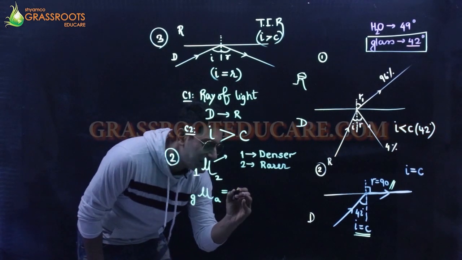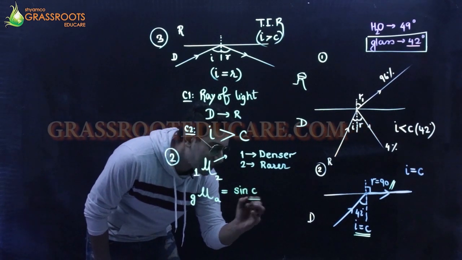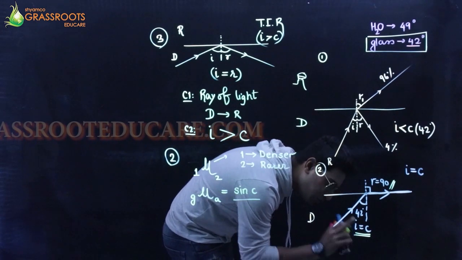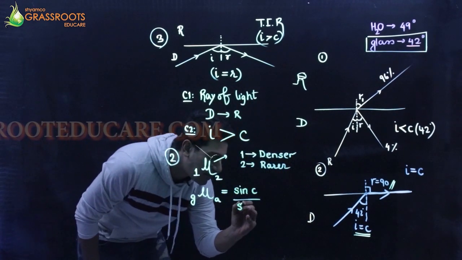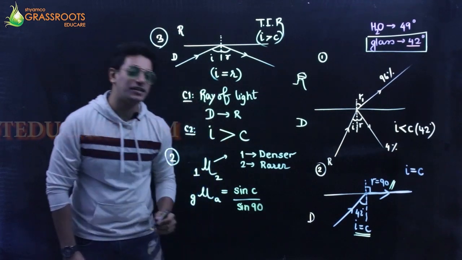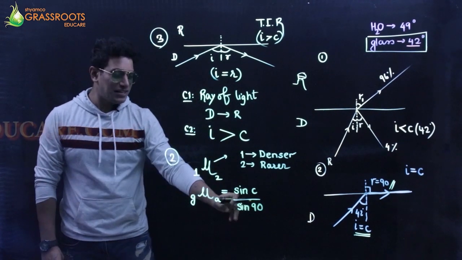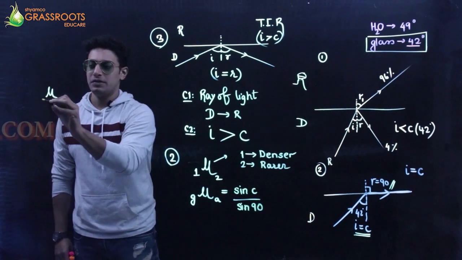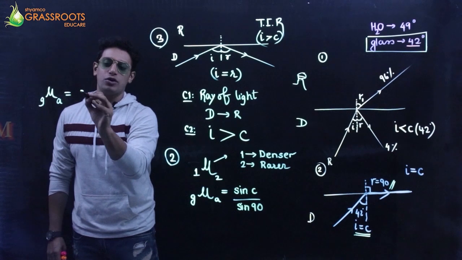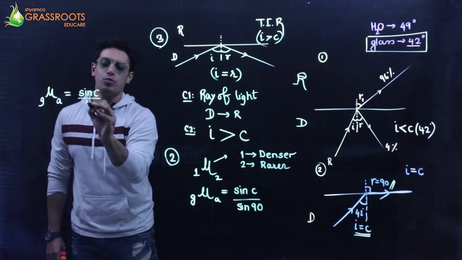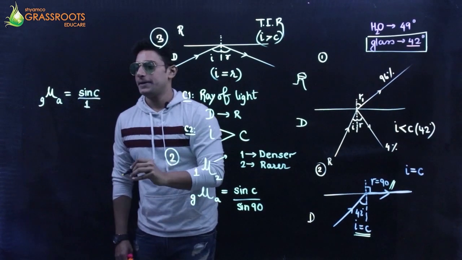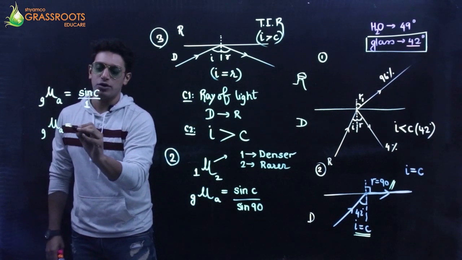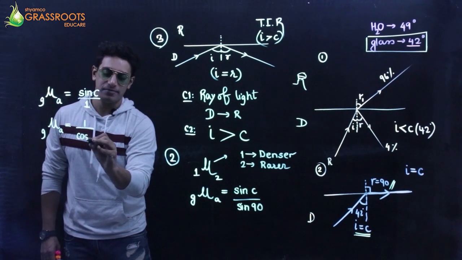It is sine of angle of incidence, that is sine C. Why C? Because the angle of incidence is equal to the critical angle, upon sine r, and r is 90. Sine 90 is 1. So I can claim that mu, glass to air, is going to be sine C upon 1. Perfect. Reciprocate it. Mu glass to air is going to be 1 upon cosec C.